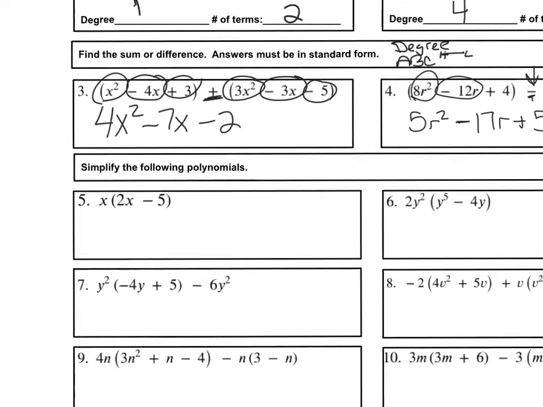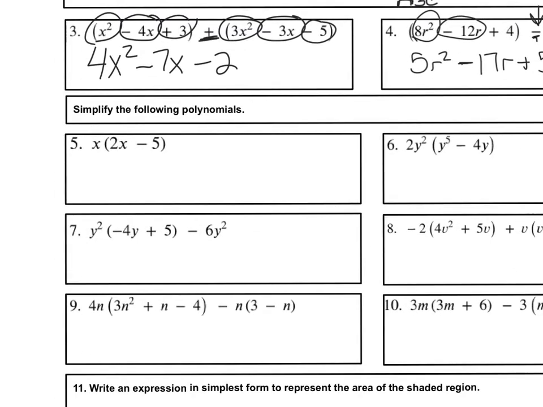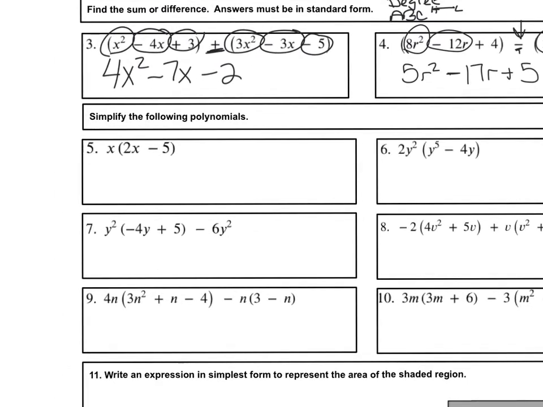Okay. And then it says simplify the following polynomials. So what it looks like here we're doing is distributing. So distribute, then combine like terms. So x times 2x, remember when you're multiplying bases, you add the exponents. So 2x squared minus 5x. We distribute to each term.